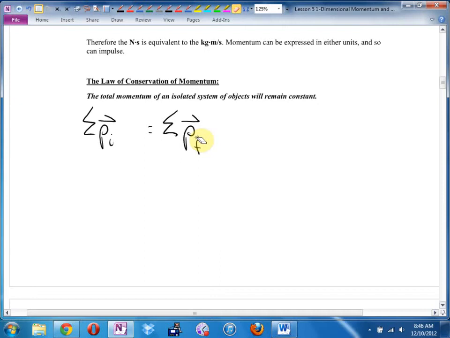Now, it may end up being something like this. The momentum of object 1 initial plus the momentum of object 2 initial equals the momentum of object 1 final plus the momentum of object 2 final. That would be true if you had 2 objects, and we're mostly going to limit ourselves to 2 objects this year. We will go to 3 objects a couple of times.